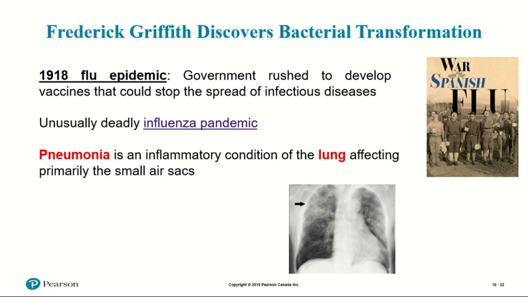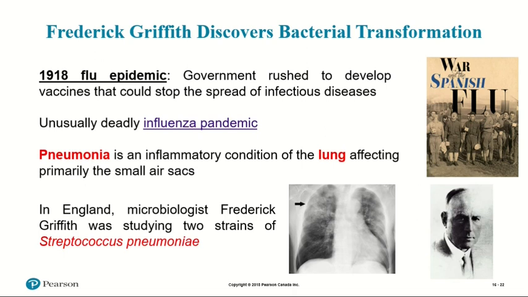Now, as I said before, the governments of all the world rushed to develop vaccines, and many scientists were working on pneumonia, in particular a bacteria that causes pneumonia, an inflammatory condition of the lung affecting primarily the small air sacs. And one of those scientists was Frederick Griffith, a microbiologist working in England. The key component of this experiment was that he was working with two strains of Streptococcus pneumoniae.